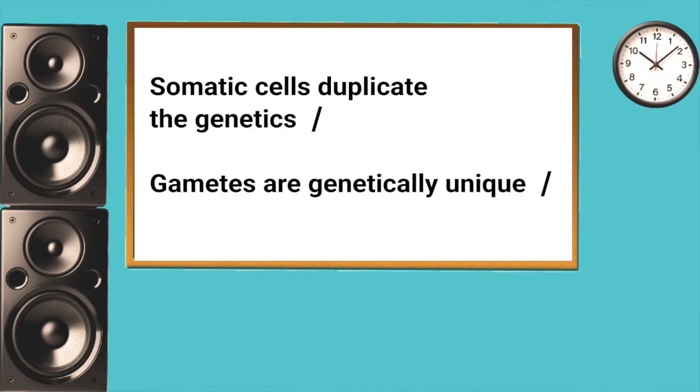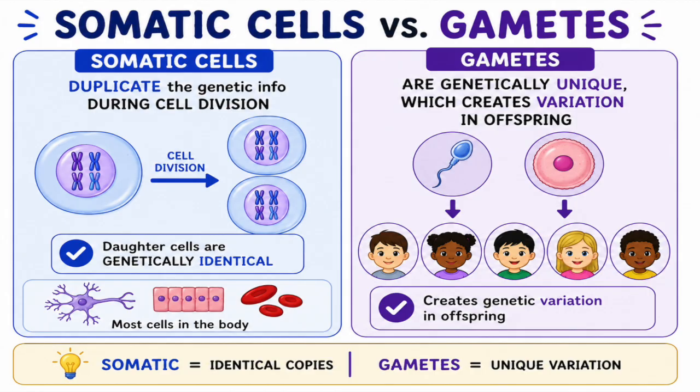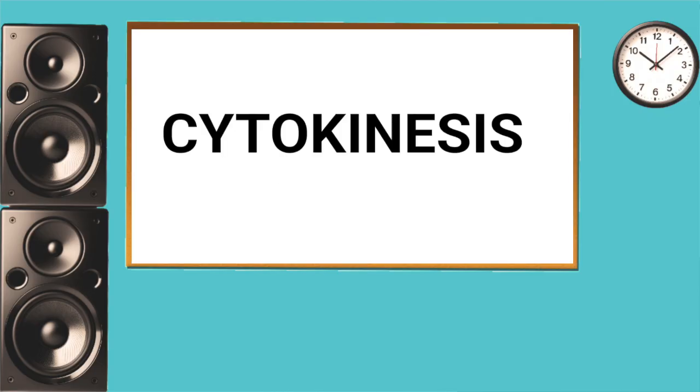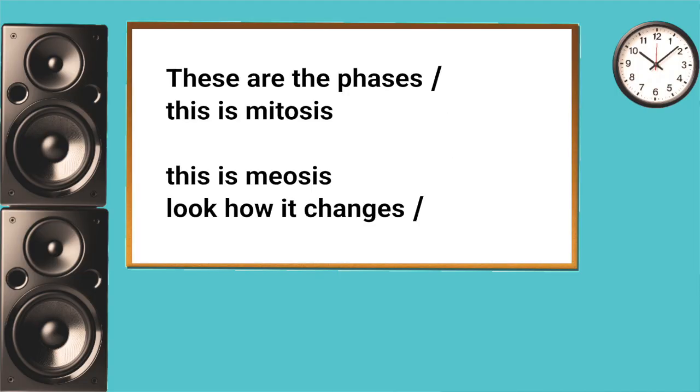Somatic cells duplicate the genetics. Gametes are genetically unique. Somatic cells duplicate their genetic information during cell division. Gametes are genetically unique, which helps create variation in offspring. Interphase, prophase, metaphase, anaphase, telophase, cytokinesis. These are the phases. This is mitosis, this is meiosis.